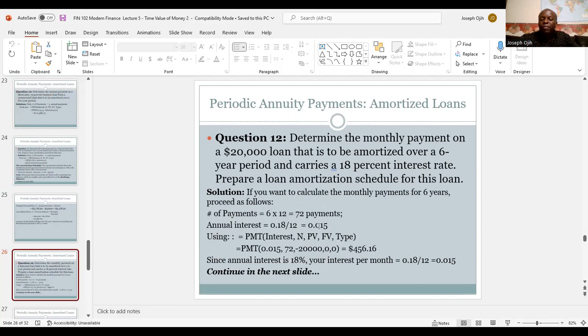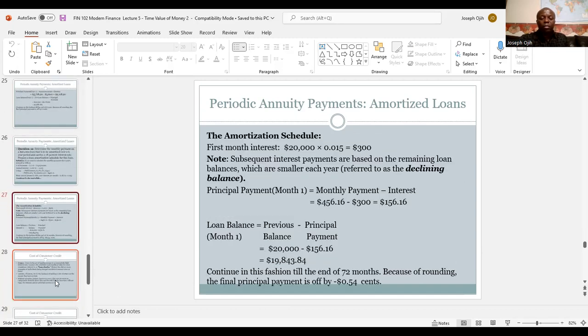These are the things that you need to do first before you can calculate the monthly payment and then prepare the amortization schedule. So let's have all the information here. Let's put it on Excel, and then we can calculate the monthly payments and get our amortization schedule.